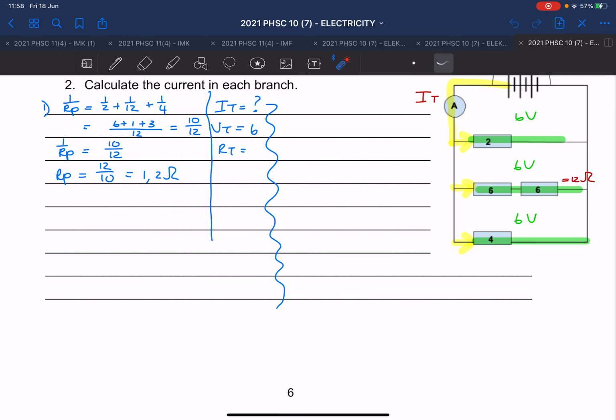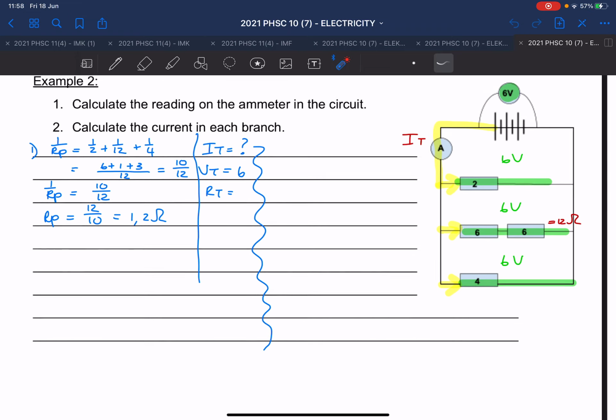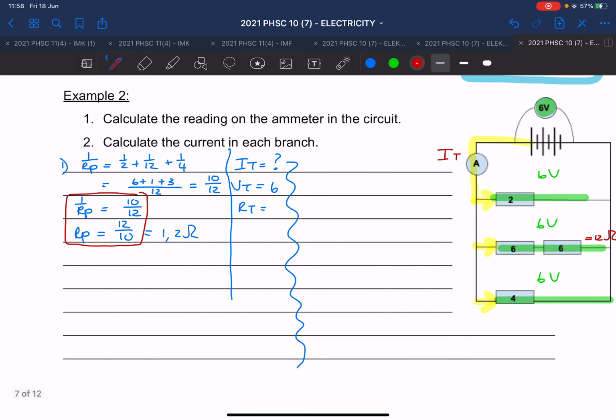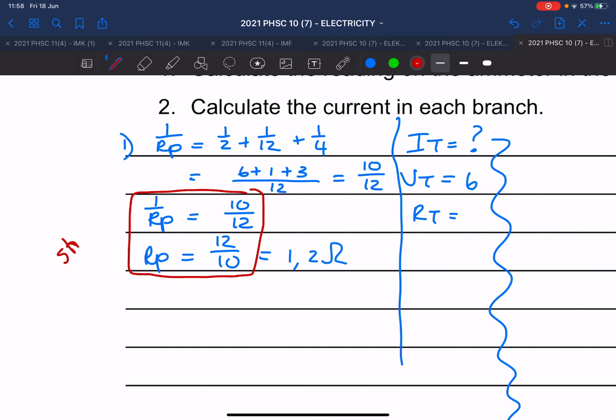Okay, now, 2 things regarding 1.2 ohms. Number 1 is you must always show that step where you swap them around. You must show it up until matric. Show this step. Okay, so very important. Up until matric, you must show that step. If you skip it, if you don't write equals that, then you lose a mark.